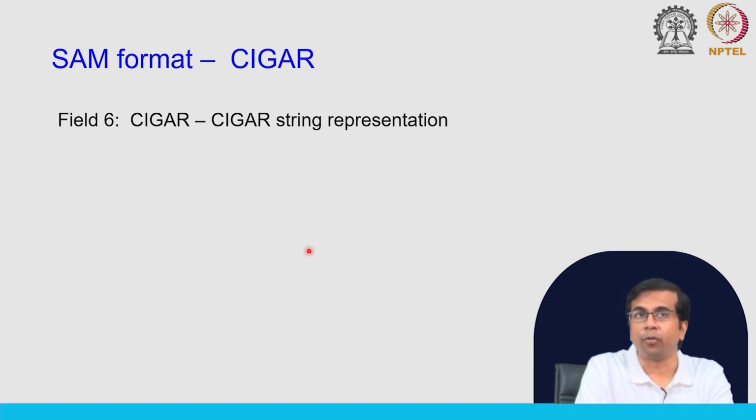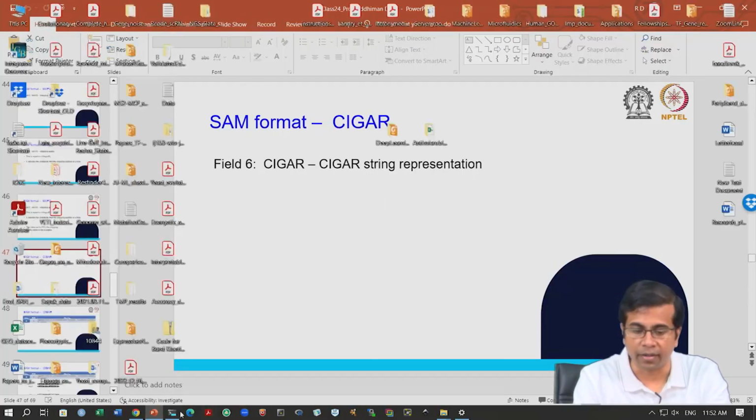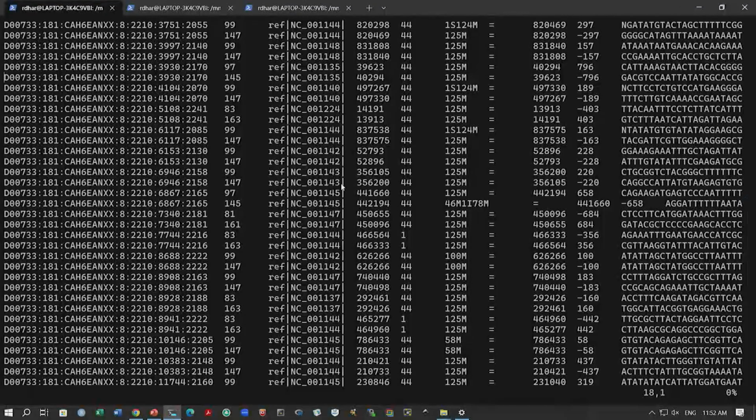Before we go into field 6, I wanted to show you the actual data for the fields that we have just described. Then we can come back to field 6, which stands for CIGAR. This is a CIGAR string representation, and again it is quite complex information, and I will describe what it means. So, let us go back to the terminal and see these fields.